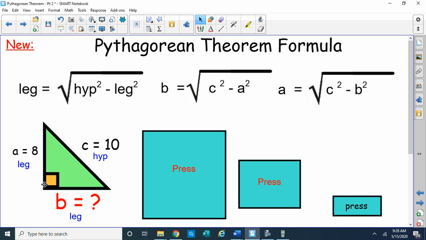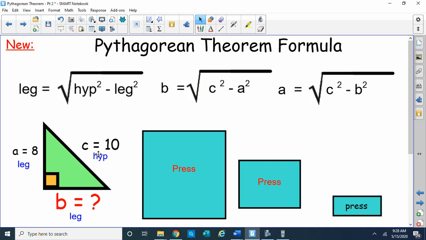They're both legs, so A and B can be switched for each other. But this is basically the formula. You're going to square the hypotenuse, subtract the leg that you got, and take the square root of that, and you'll be done. So let's take a look at this.